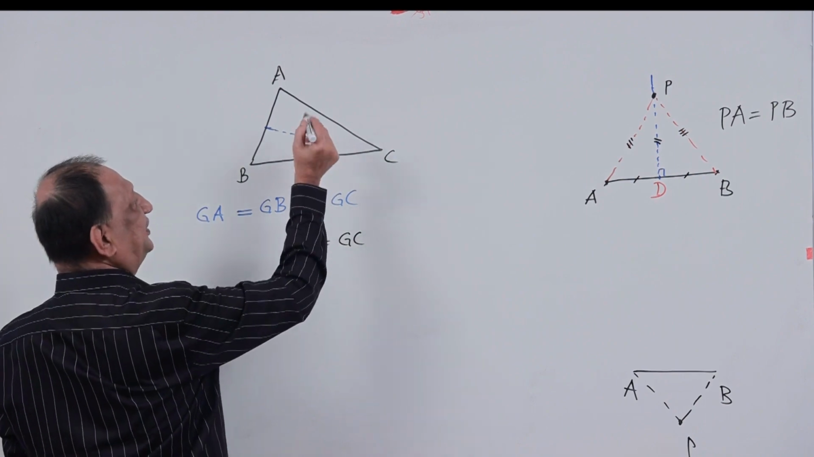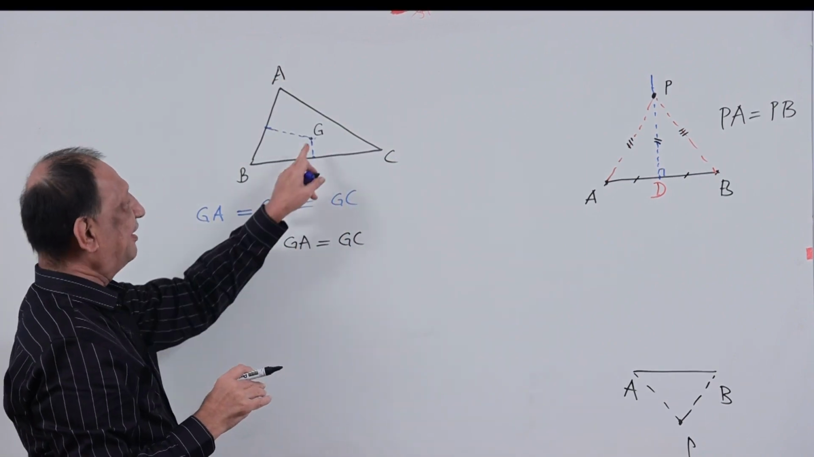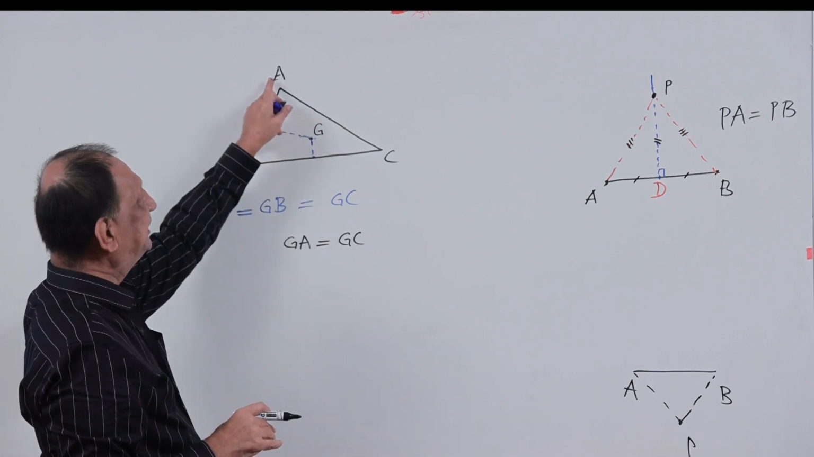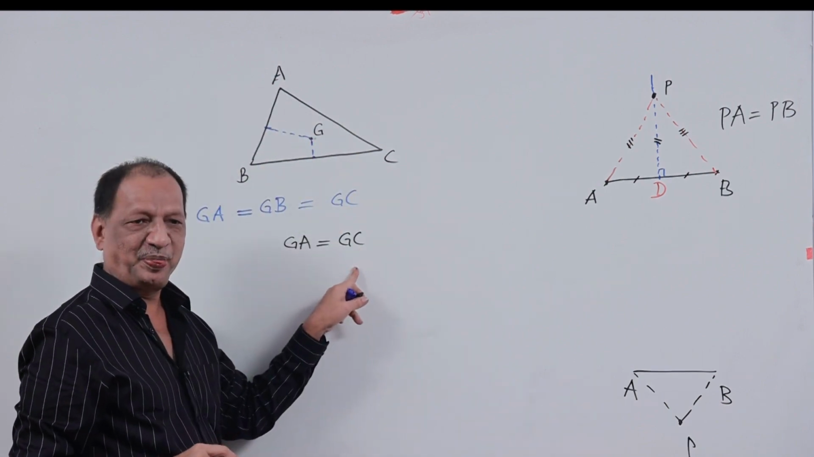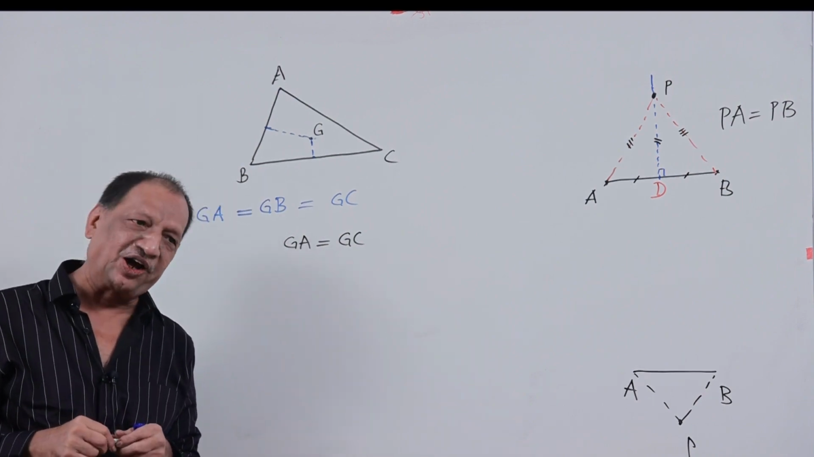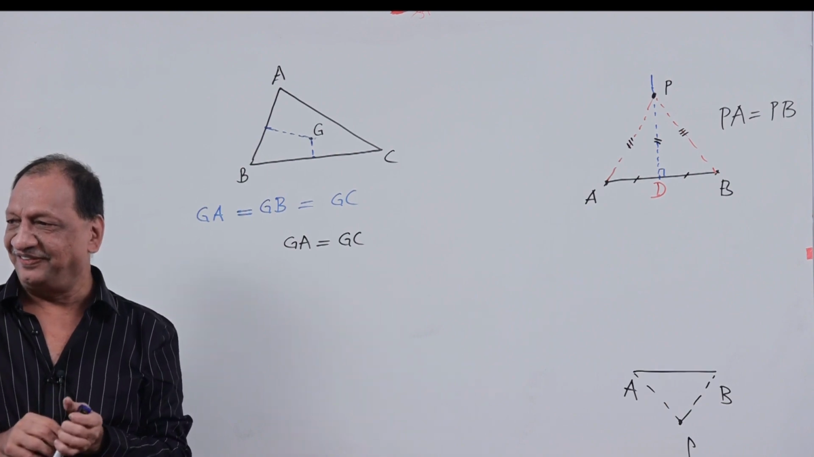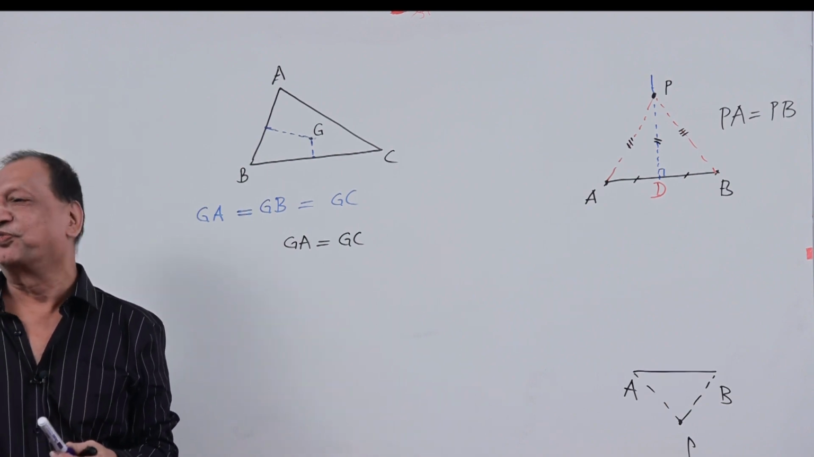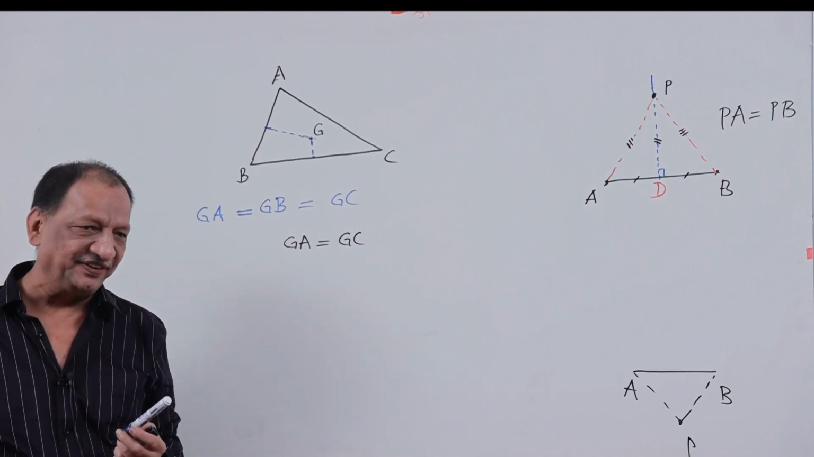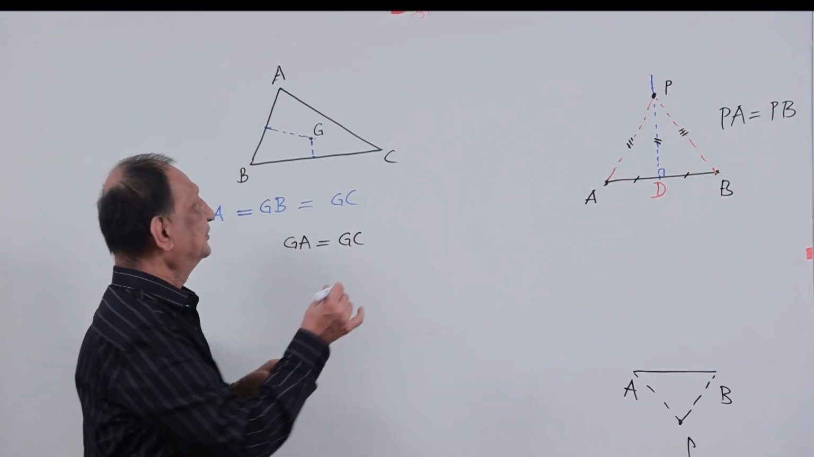Remember, we got G without any reference to AC. But we find that I got a point G which is equidistant from A and C. Therefore, G must be a point on the orthogonal bisector of AC also. Right? That is the proof for the theorem which says orthogonal bisectors of a triangle are concurrent. Correct?